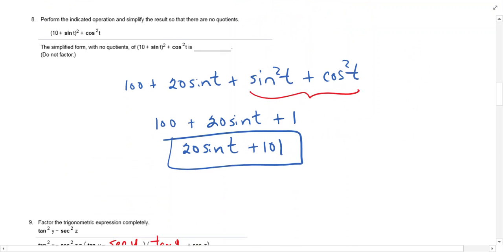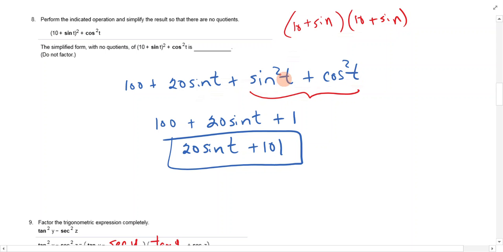All right, perform this: (10 plus sine t) squared plus cosine squared t. So over here, if I square this, remember I've got 10 plus sine times 10 plus sine. That's 10 times 10 is 100. That's 10 sine and 10 sine, that makes 20 sine. And then sine times sine is sine squared t. And then we had a plus cosine squared t.